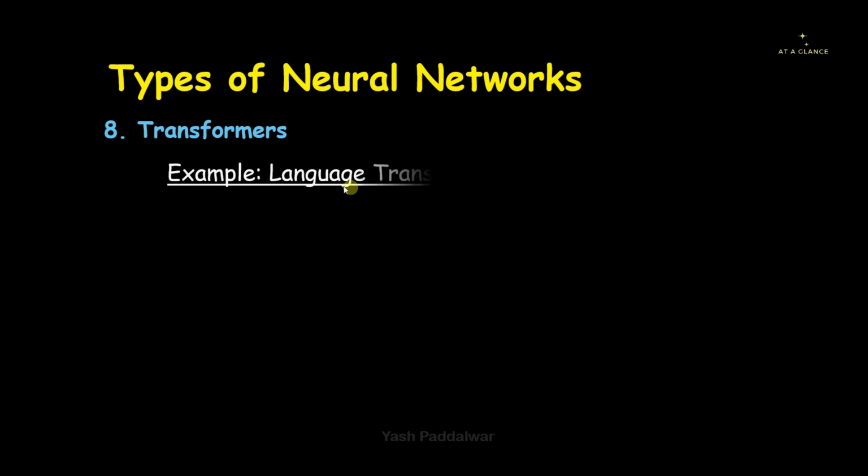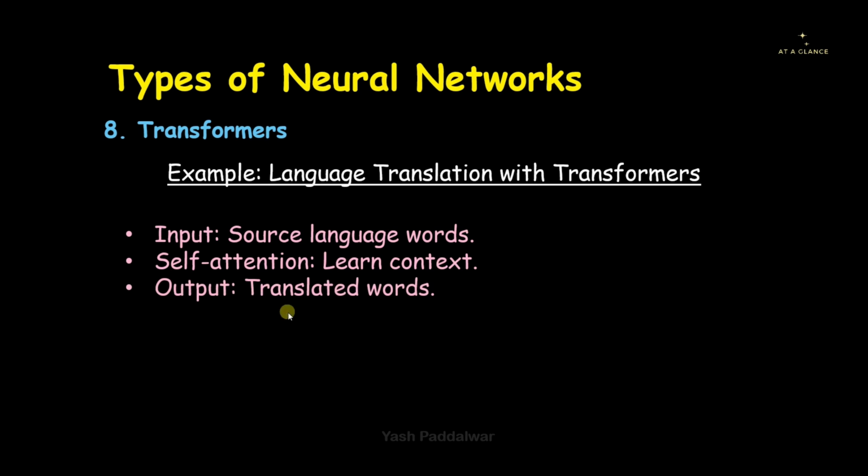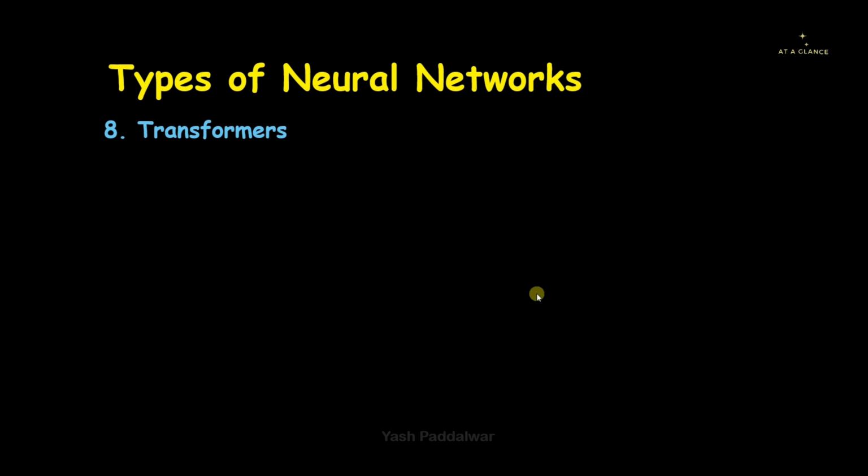Now let's take an example, and the example is language translation with transformers. So here goes the flow. First comes the input, in which the source language words will be provided. That means the original statement or paragraph of a particular language will be provided as an input. Next comes the self-attention. As I already said, this is an attention-based model. Here it contains a self-attention section which learns the context, which will focus on a particular section. Additionally, it will extract the context, and finally as an output, it will translate the words into a specific language.